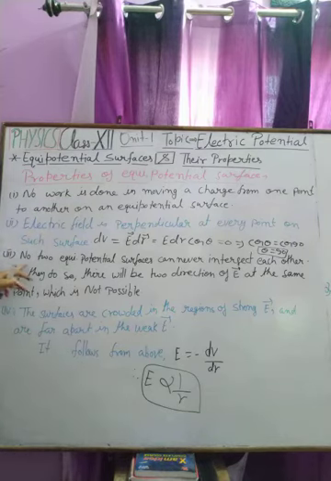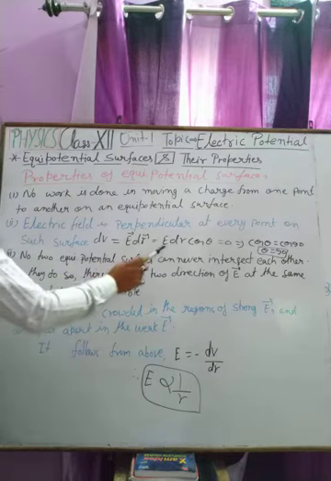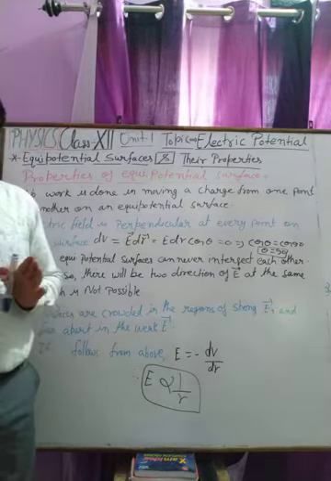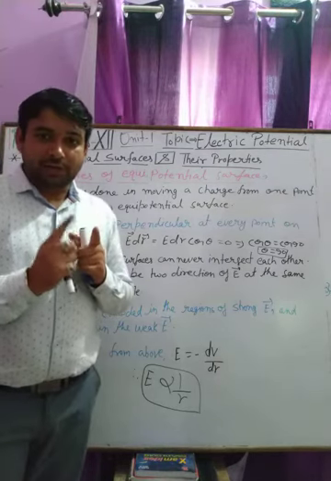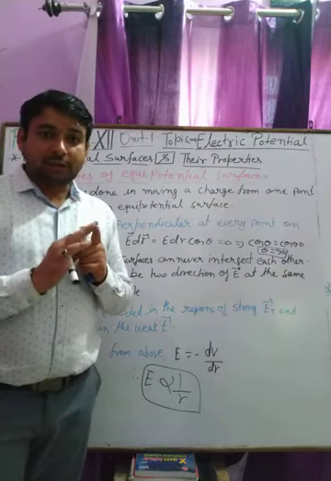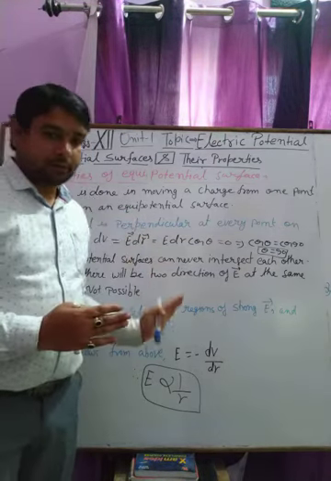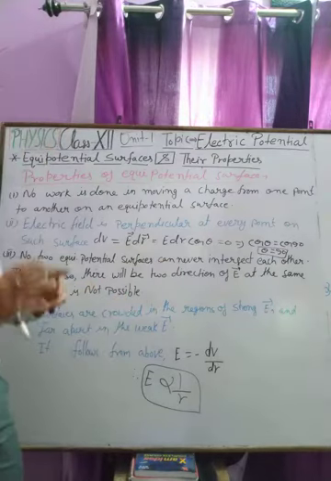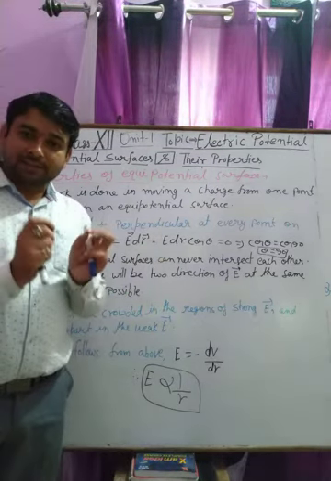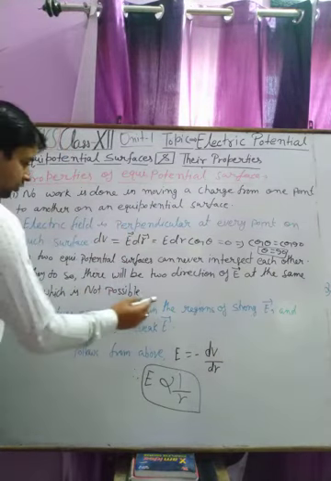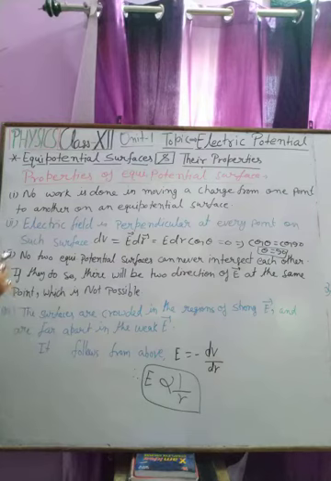Next, no two equipotential surfaces can ever intersect each other. If they do so, student, then two equipotential surfaces, which represent the electric field perpendicular to them, would intersect, and at the same point there would be two directions of electric field, which is not possible, so they cannot intersect.